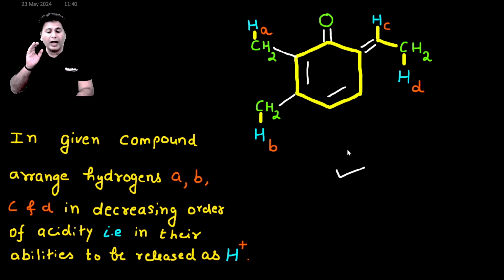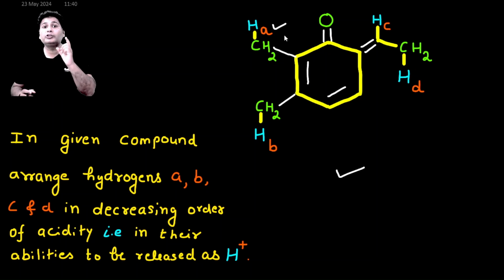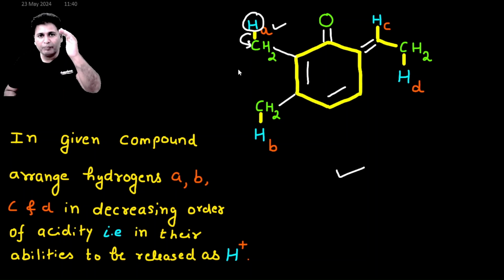Now what you have to do is pull the hydrogen. For example, if I talk about hydrogen A, you have to pull this hydrogen as H plus. Mind you, I am talking about acidity, so it should be removed as H plus. Once you remove this hydrogen as H plus, the electrons remain with the carbon to which the hydrogen was attached, and as the bonding electrons come on the carbon, you will get a carbanion.